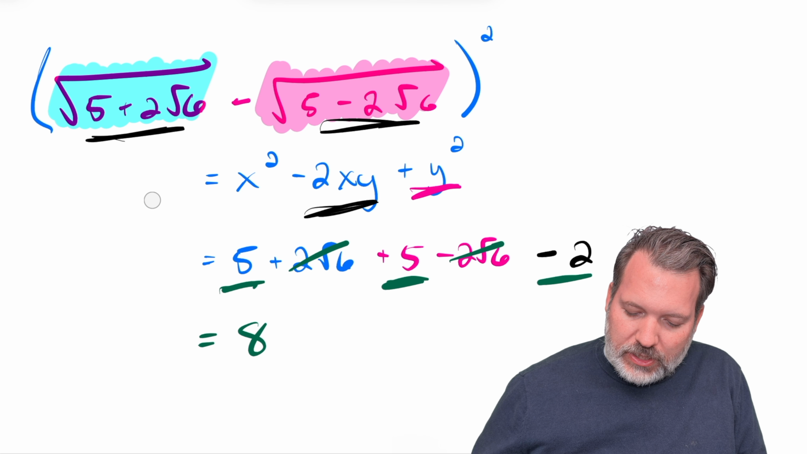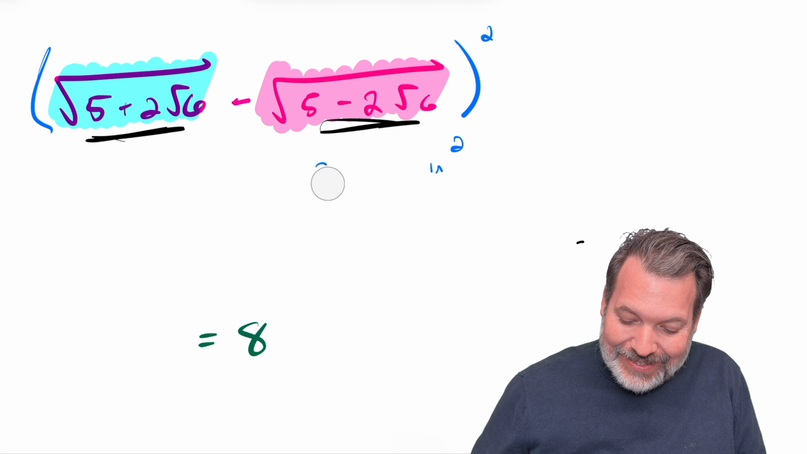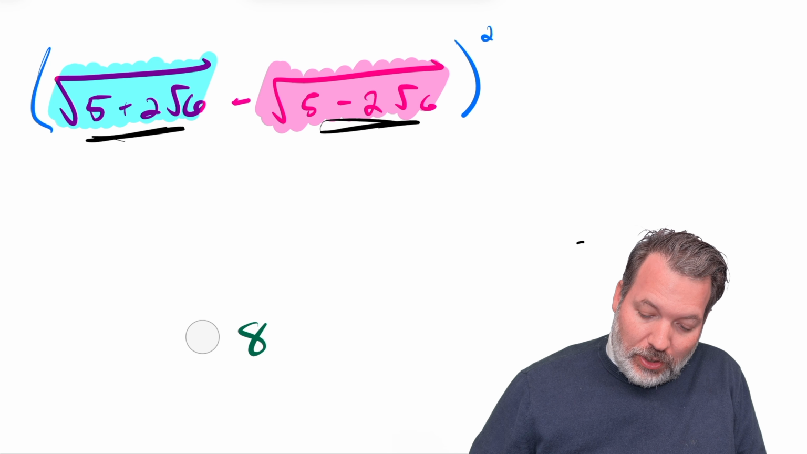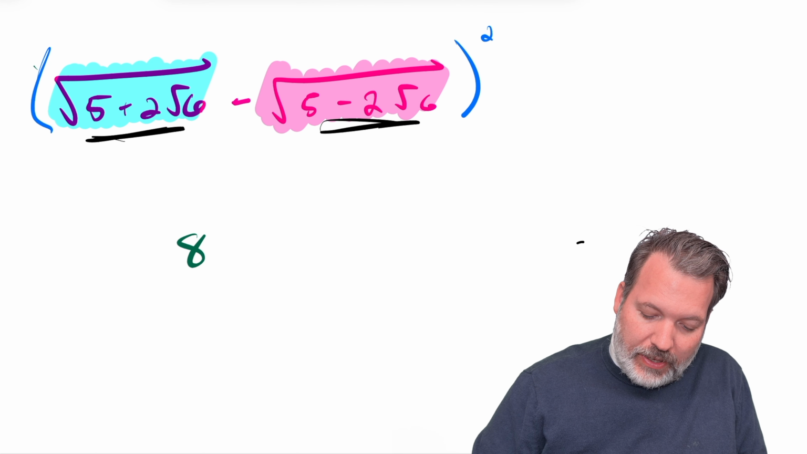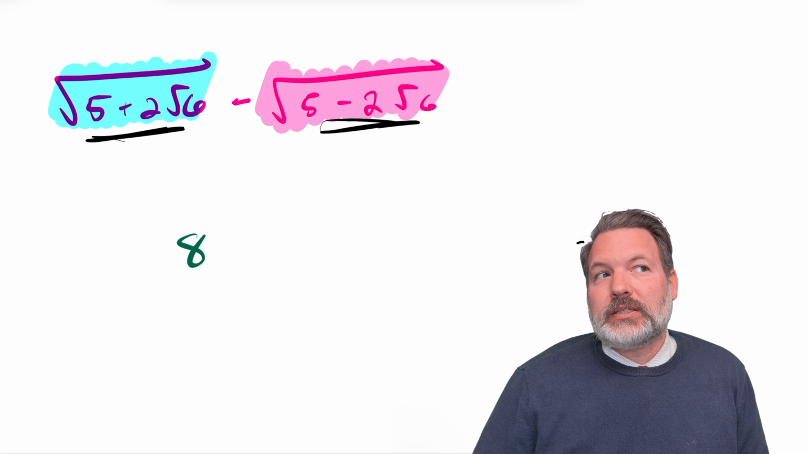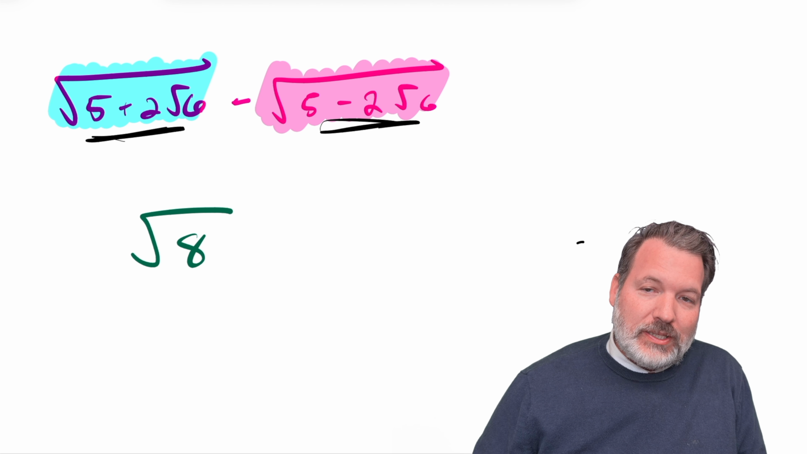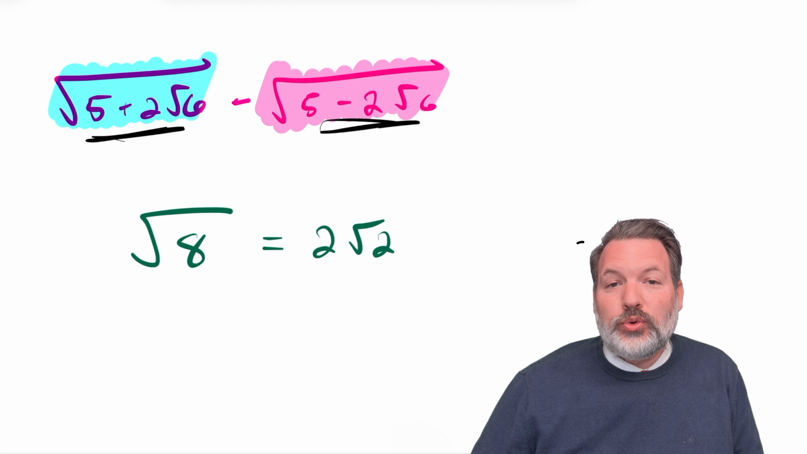Now, it's almost time to return to the original equation. We just want to remember that to get to this 8 in the first place, we actually squared that whole left-hand side. So to undo that, we're going to take the square root of 8. And so in fact, this expression, root 5 plus 2 root 6 minus root 5 minus 2 root 6, is in fact just the same thing as root 8. Or if we simplify that, 2 root 2.